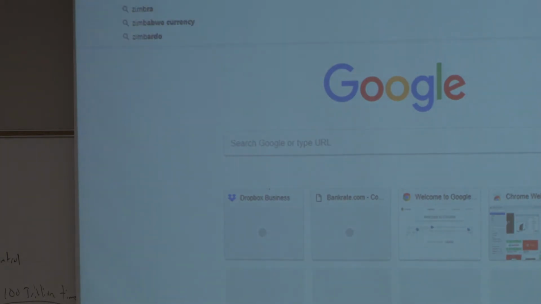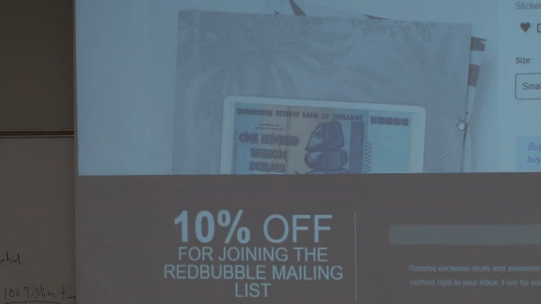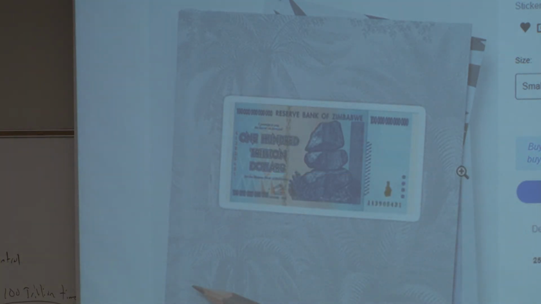So, Zimbabwe, 100 trillion. You can buy these for like $2.75 or whatever. I mean, there's the note right there, $100 trillion. I went and mine wasn't $2.75. Mine was a whole lot more, so I should have gone with this person. Oh, no, that's a sticker. Yeah, it's a sticker. That looks pretty cool. I'm going to have to get into that.